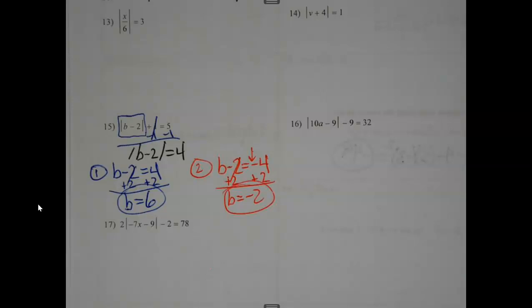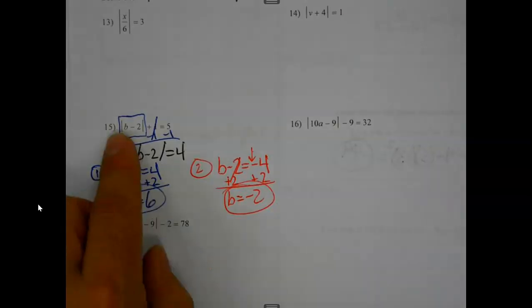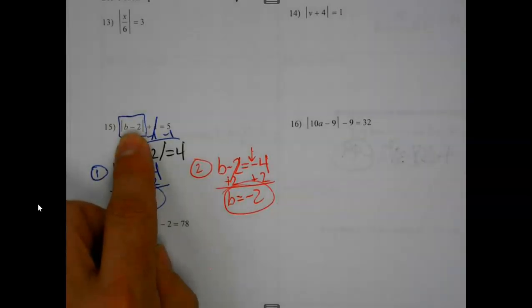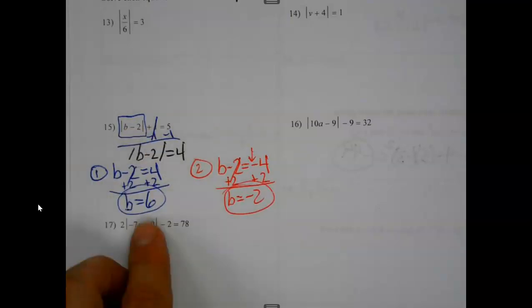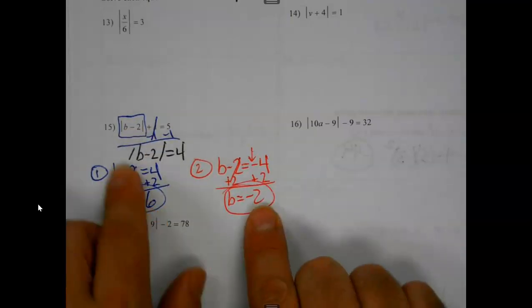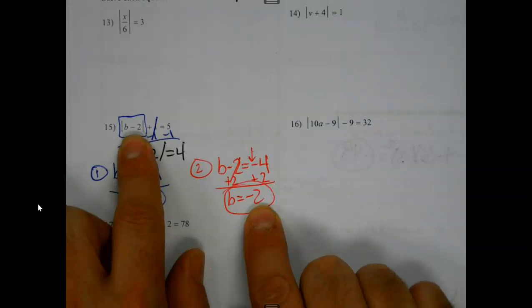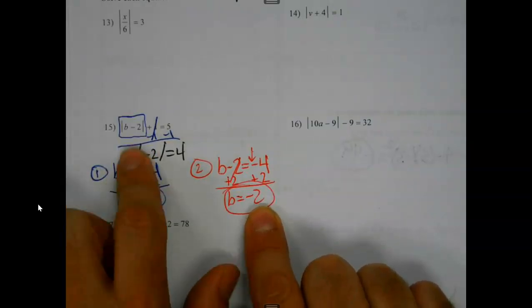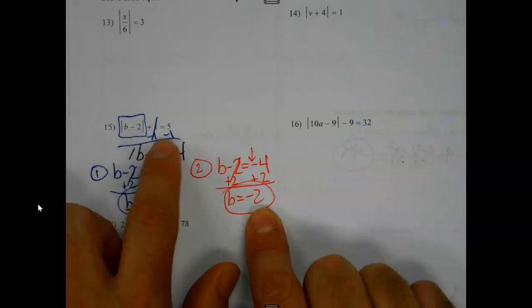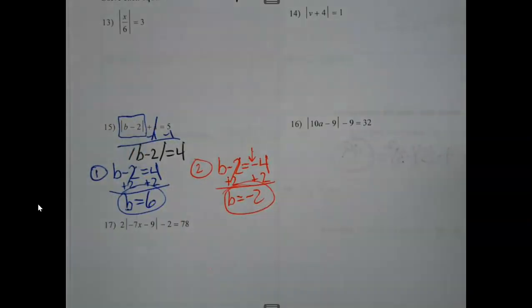Now, sometimes, as we said before, could I get an answer that doesn't quite work? Maybe. Maybe if I'm not feeling safe, I can plug my answers back into the original problem. 6 minus 2 is 4. The absolute value of 4 is 4, plus 1 is 5. That worked. Negative 2 minus 2, be careful, is negative 4, not 0. But the absolute value of negative 4 is 4, plus 1 is 5. So those both worked. So I'm going okay on that one.